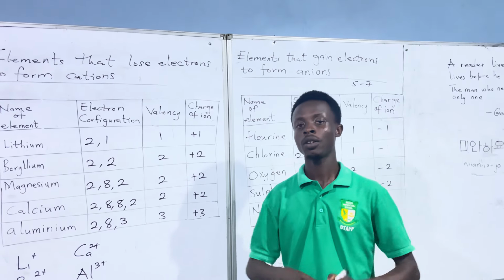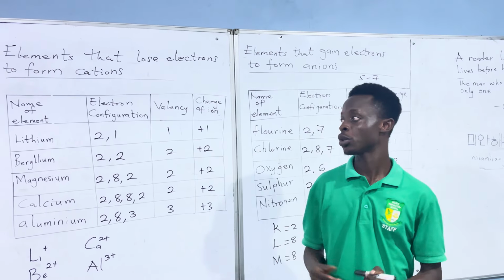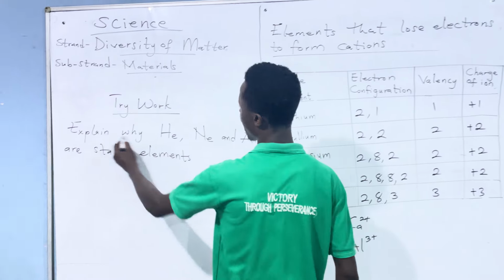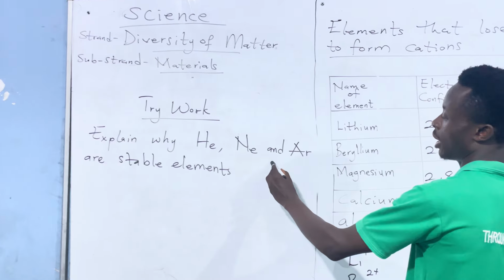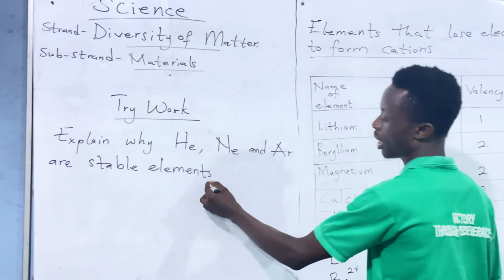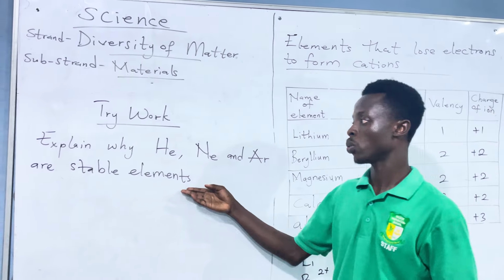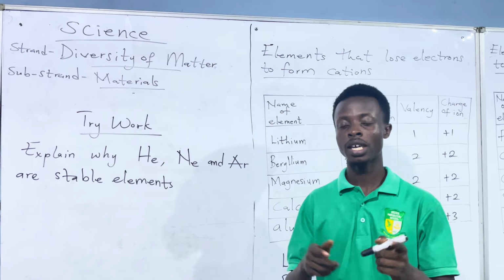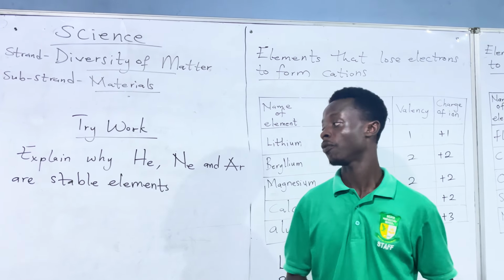So this is the end of this lesson, and I want you to try this work for me. Explain why helium, neon, and argon are stable elements. Try this work and put the answer in the comment section. I will check and give you feedback.